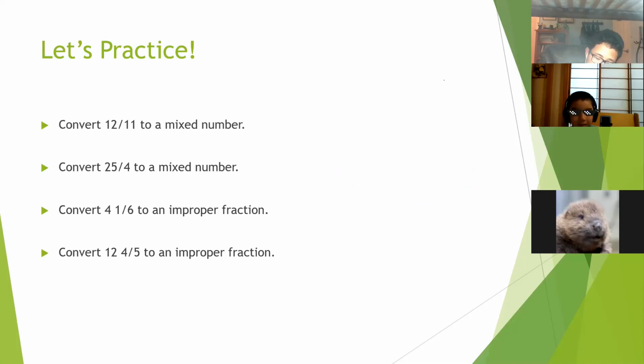Fourth problem is pretty tricky for some people. If you solve this, you're smart. So what you do is you just multiply 12 by 5 and you get 60. Then you add it to 4. 60 plus 4 over 5 equals 64 over 5.